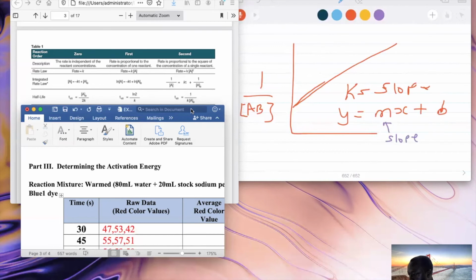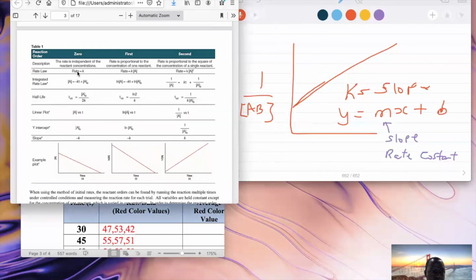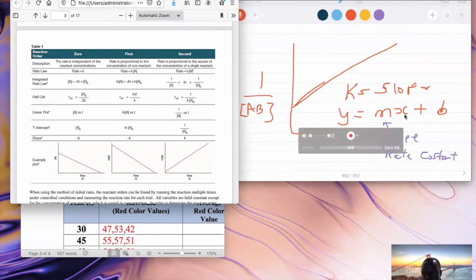And this is the rate constant. All right, rate constant. From the slope of the line, it is the rate constant. It's given here. Look, rate constant k is given by the slope of the line. How are you going to get the slope of the line? Equation of the straight line where m is the slope and b is the y-intercept, of course.